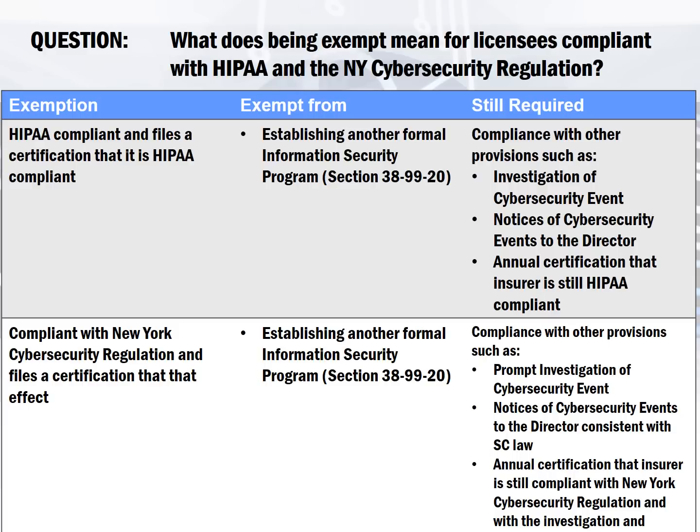If you wish to take advantage of the HIPAA or New York Reg exemptions, you will also need to provide annual certification that you are still compliant with their respective requirements. Note the third bullet point on the right, the annual certification that you are still HIPAA or New York Cyber Reg compliant at the time of your filing. So we will provide more guidance on how to file these certifications at a later date, most likely with our next bulletin on exemptions.